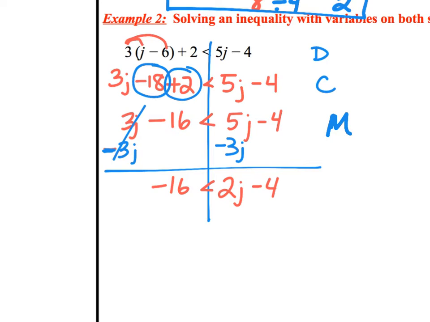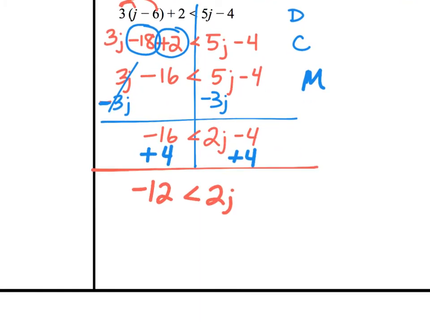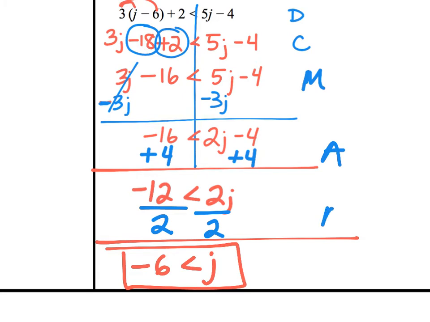Now we're going to check, should we add or subtract? Add. We're going to add 4 because right now it's subtracted. And we're trying to get j by itself. That would give us negative 12 is less than 2j, because I'm at negative 16 and I go up 4. What's the last thing I need to do? Why am I dividing? Because 2 and j are multiplying. Negative 12 divided by positive 2 is negative 6. And we are not flipping the sign because we divided by a positive number. Just because our answer is negative, we don't flip. So it's still a less than sign. Negative 6 is less than j. So this was the add or subtract and then multiply or divide.